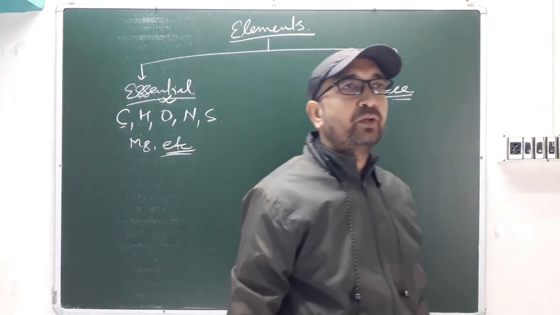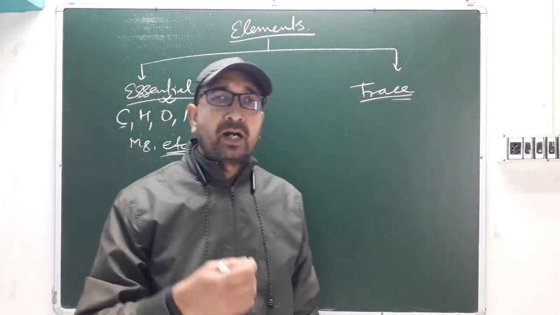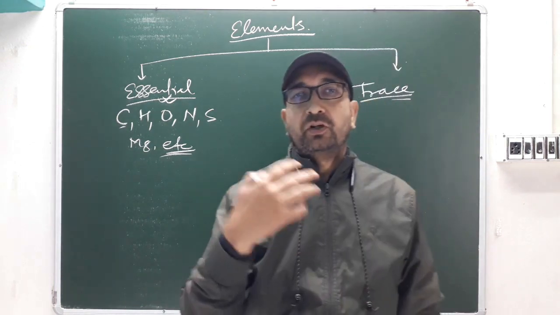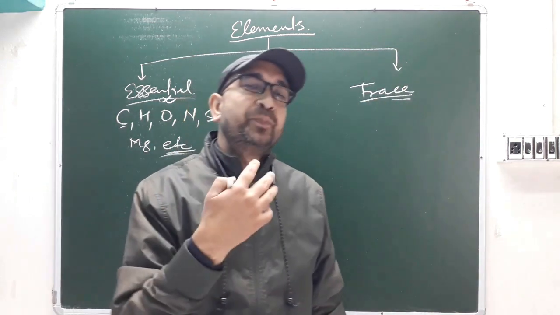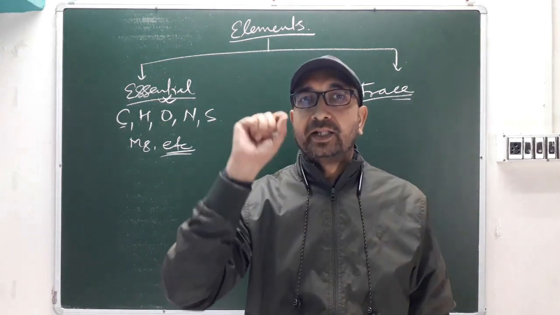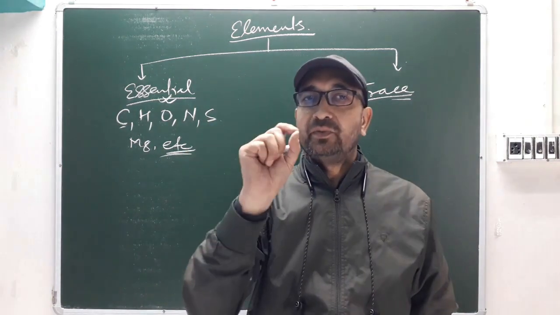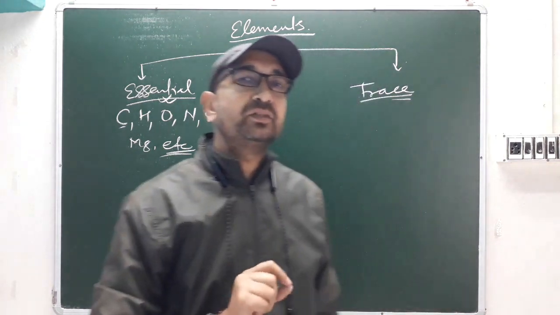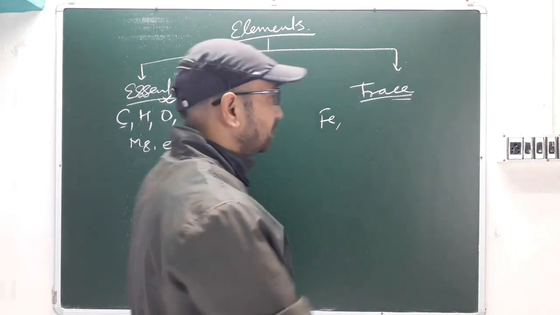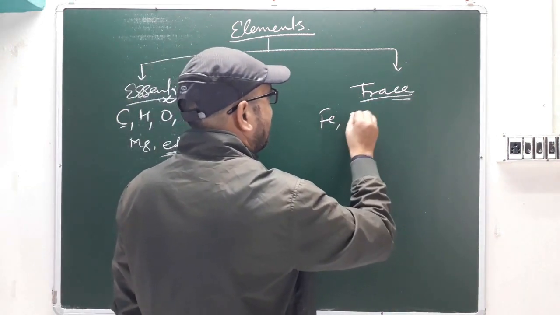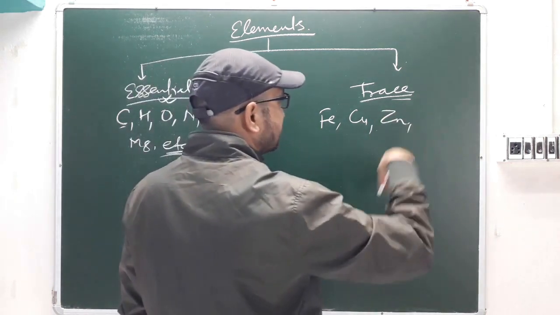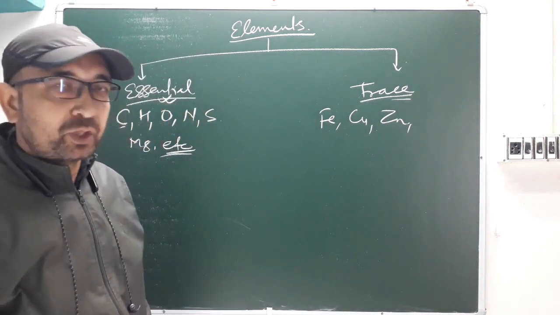Trace elements are required in our body for smoothly running the digestion process or other cycles like the Krebs cycle. For this functioning we need enzymes, and in the coenzyme part, the active site will have a metal. So we require those metals: iron for hemoglobin, then we have copper, we have zinc. These are the trace elements which we need for our body functioning.